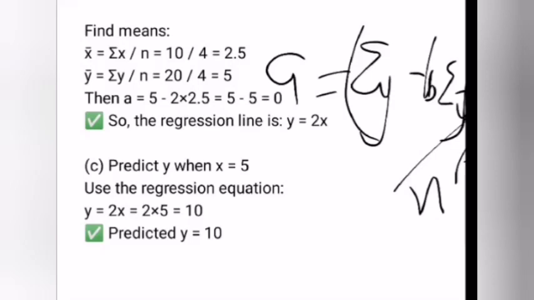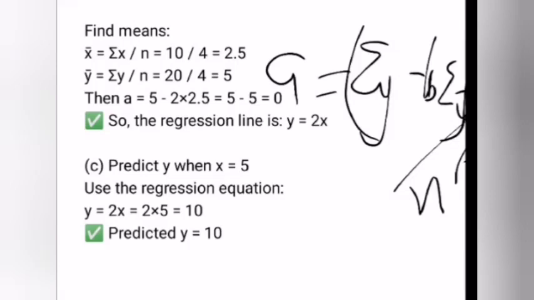So they told you to predict y when x is 5. So you just put your x as 5. So we'll have y is equal to 2 times 5, which is 10. If they tell you to predict y when x is 20, we'll have y is equal to 2 times 20, which is 40.